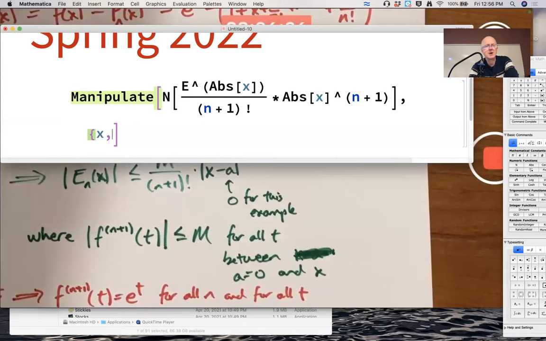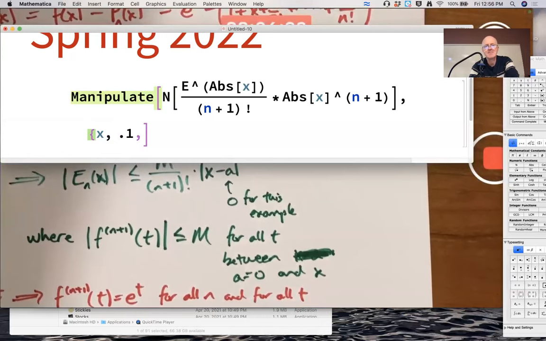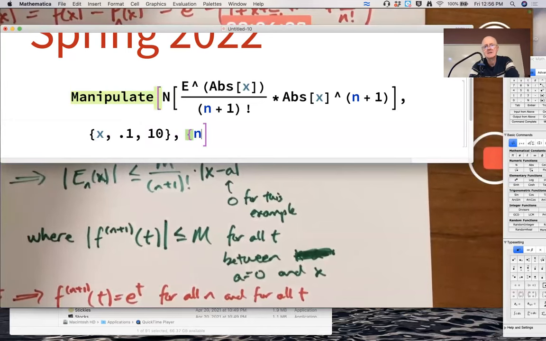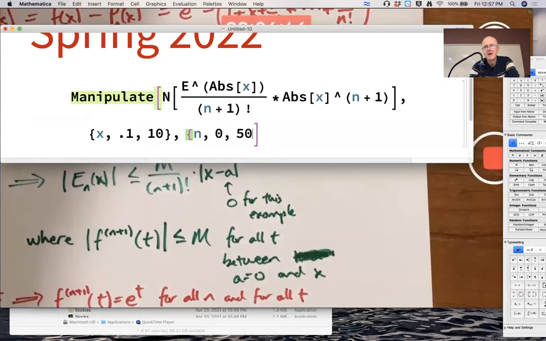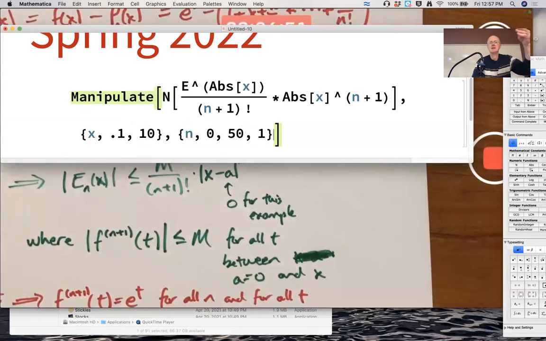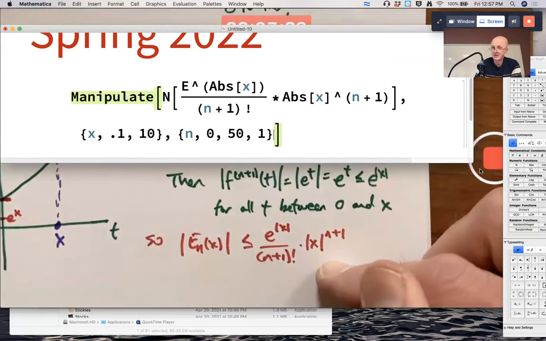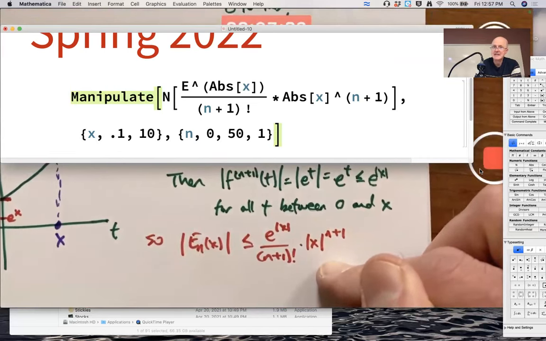Maybe we should try negative values too. Okay, let's just focus on positive values. 0.1 and go up to as high as, say, 10. And let's let n start at a value of 0 and go up to, say, as high as we might need, which I'm just going to guess maybe 50. Although I need to put an extra comma 1 here because n is going to take discrete jumps. 0, then 1, then 2, then 3, etc. This is code that will show the values of this expression. And what I want to see is that those values go to 0 as n gets larger, no matter what x is.